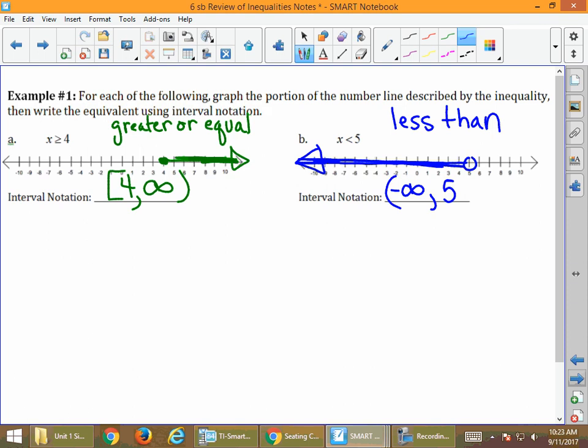Infinity always has a parenthesis. Because 5 has an open circle, or because it's less than, not equal, 5 is also going to have a parenthesis. Parentheses means not included. Square brackets means is included.